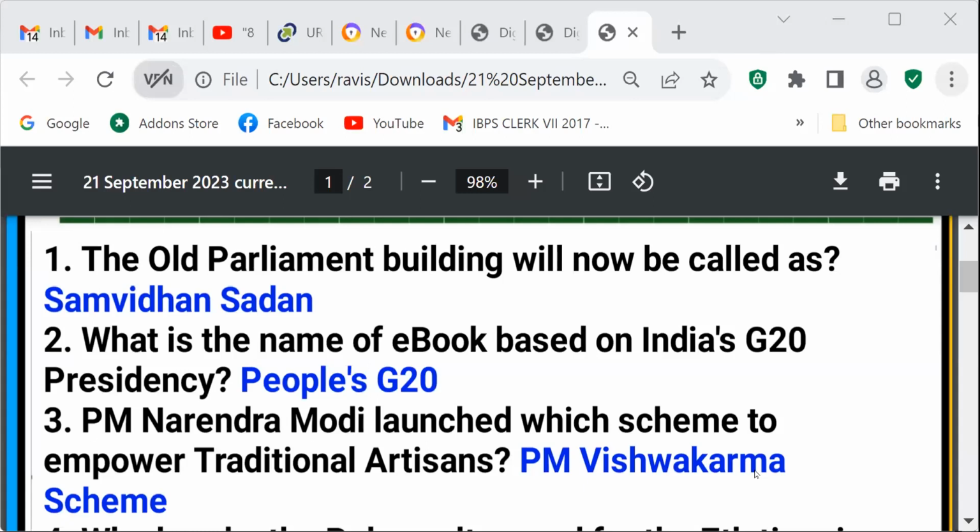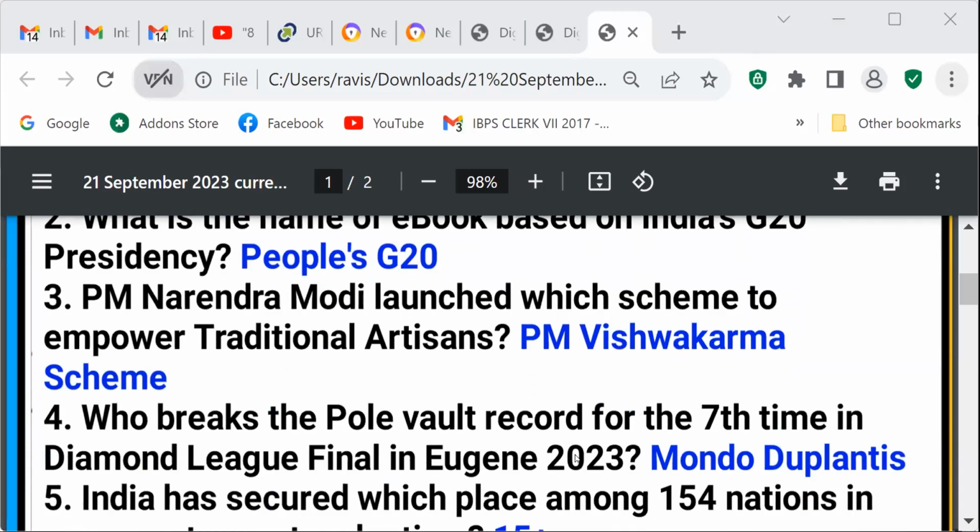The old parliament building will now be called as Samvidhan Sadan. What is the name of e-book based on India's G20 presidency, People's G20? PM Narendra Modi, please read that question again. What is the name of e-book based on India's G20 presidency, People's G20? PM Narendra Modi launched which scheme to empower traditional artisans? This is what they have asked in today's interview.